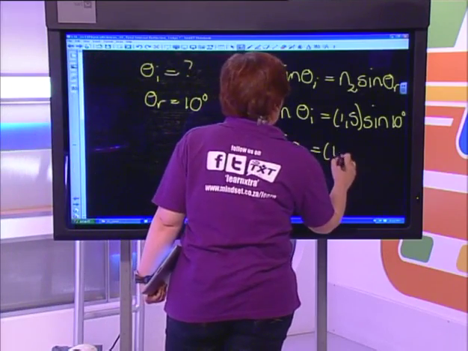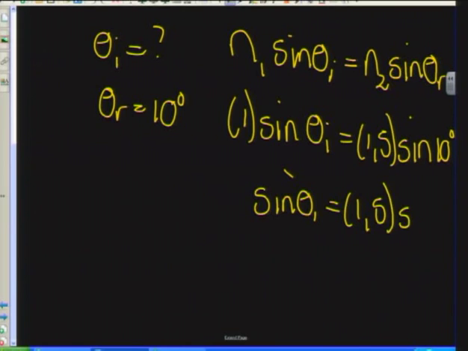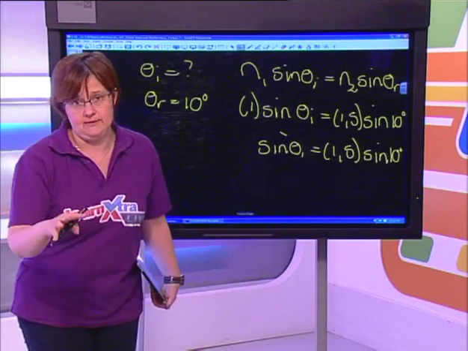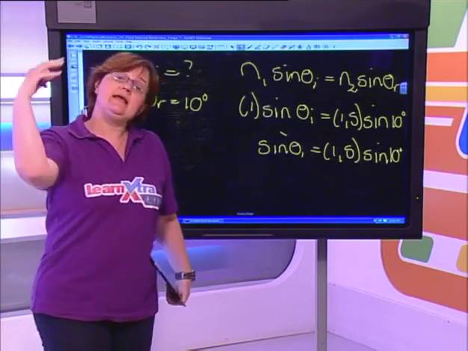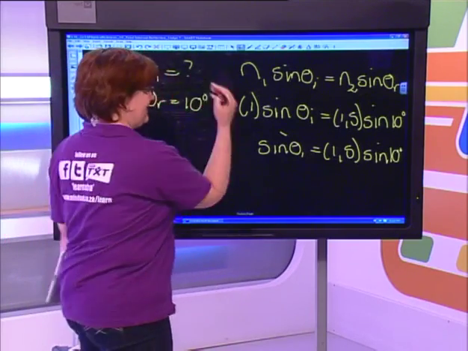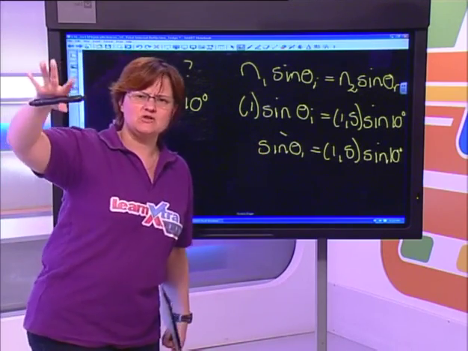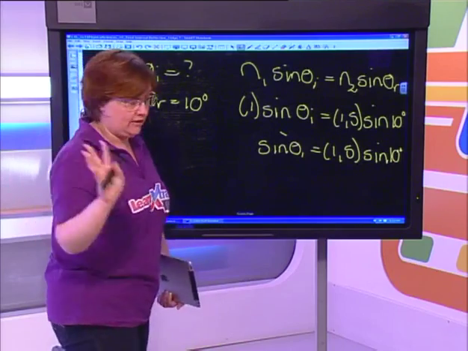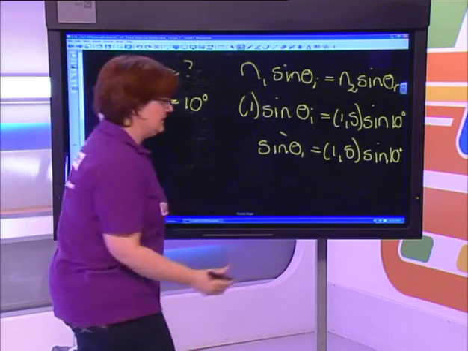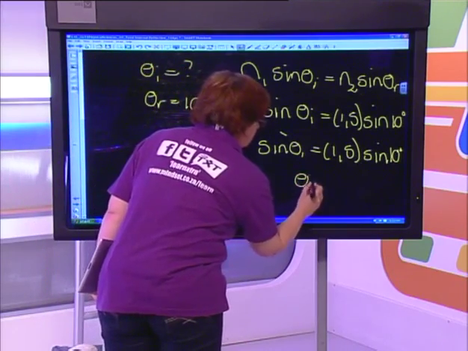Okay, so we have 1.5 sine 10 degrees. Now this is not a maths exam. In maths, because you're working out an angle, you would need to use arc sine, or sine to the power of -1, and write down a whole bunch. We don't care. We're just going to use our calculators and get to what theta is.